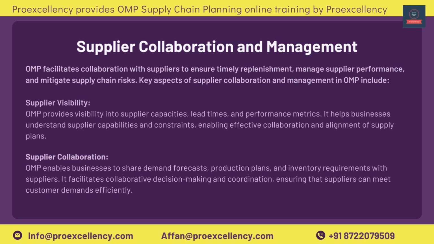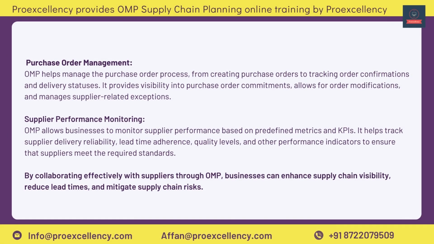Supplier collaboration. OMP enables businesses to share demand forecasts, production plans, and inventory requirements with suppliers. It facilitates collaborative decision-making and coordination, ensuring that suppliers can meet customer demands efficiently. Purchase order management. OMP helps manage the purchase order process, from creating purchase orders to tracking order confirmations and delivery statuses. It provides visibility into purchase order commitments, allows for order modifications, and manages supplier-related exceptions.